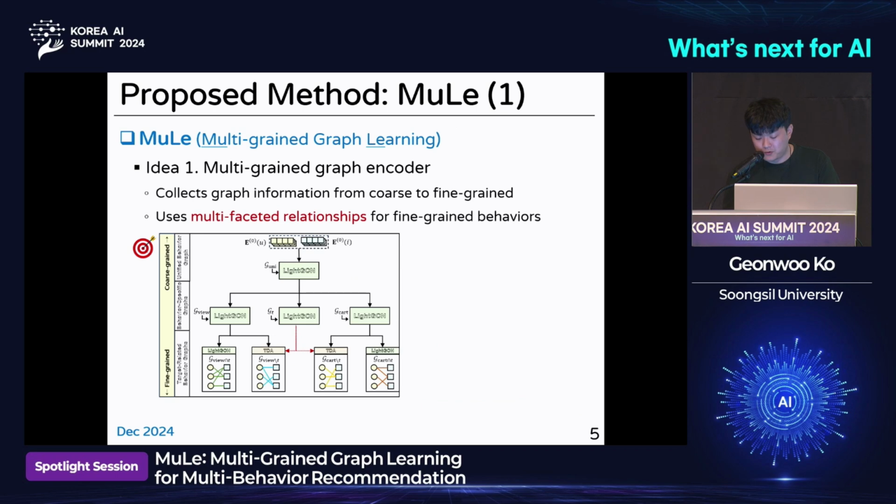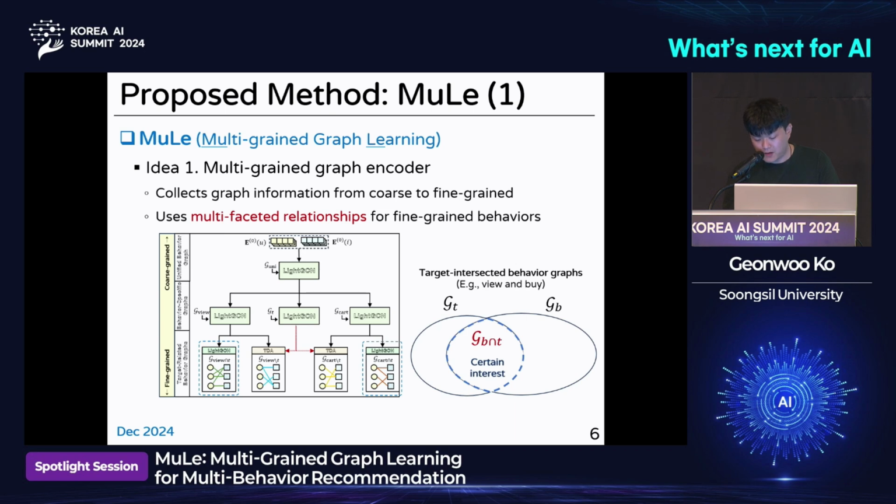So we propose MULE, which stands for multi-grain graph learning. Our first idea is a multi-grain graph encoder that collects behavior information with diverse aspects. We sequentially aggregate behavior graphs from coarse to fine-grained while incorporating the multifaceted relationship in the fine-grained behaviors.